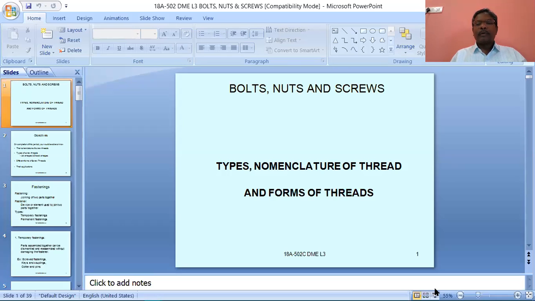Good morning. Today we are entering into the actual syllabus of the automobile engineering design of machine elements subject. Today's topic is bolts, nuts and screws. The subtopics are: what are the types of fastenings and types of bolts, nomenclature of thread and forms of threads.